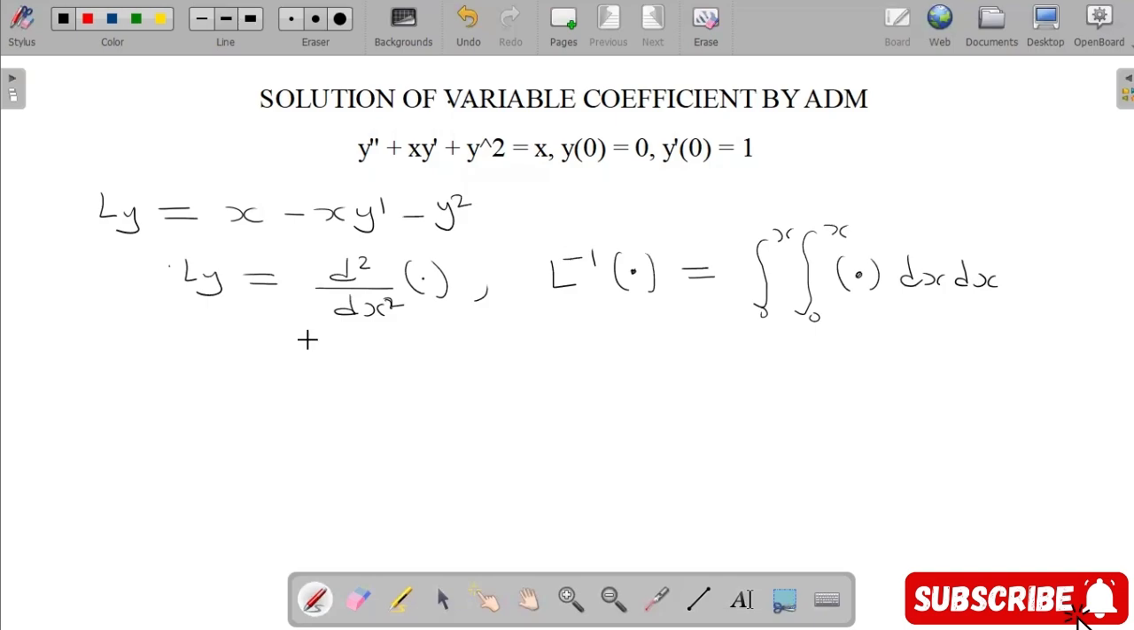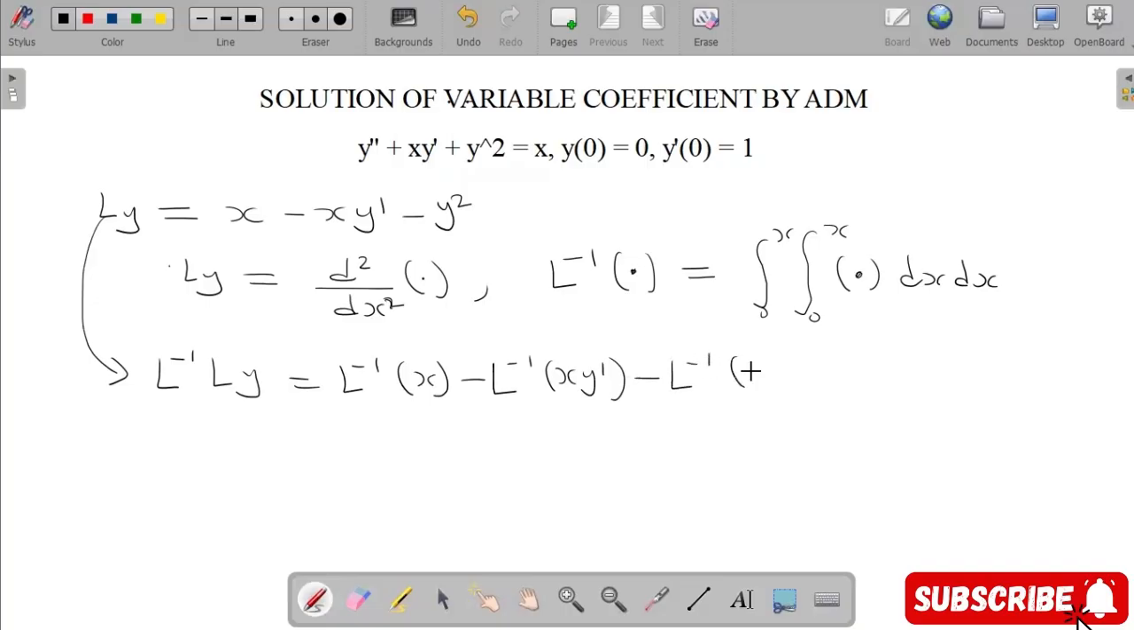dx. So applying the inverse operator on the operator form of the differential equation, we have L inverse of Ly equal to L inverse of x minus L inverse of xy' minus L inverse of y². And then this becomes y(x) equal to L inverse of x minus L inverse of xy' minus L inverse of y².